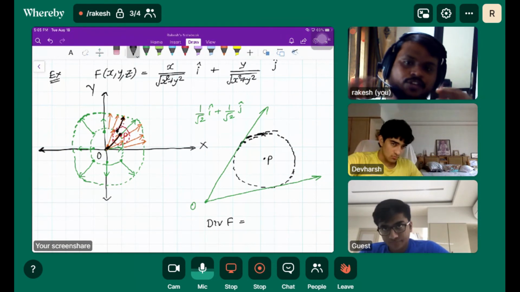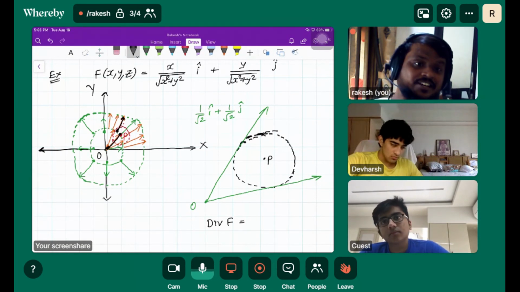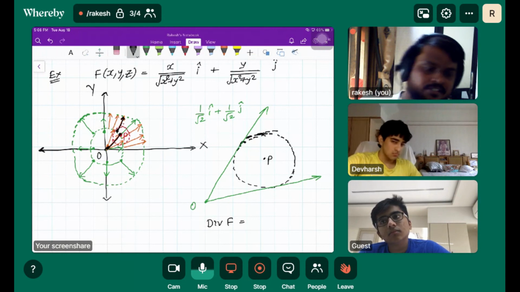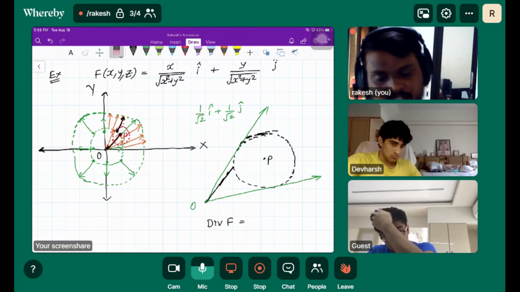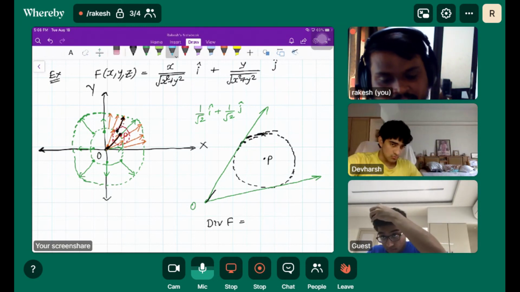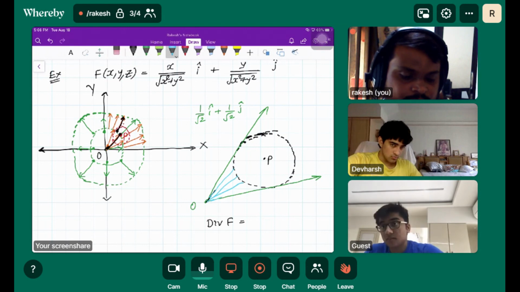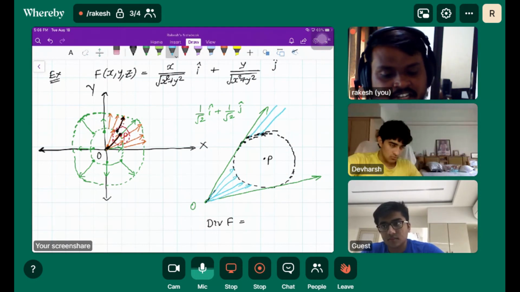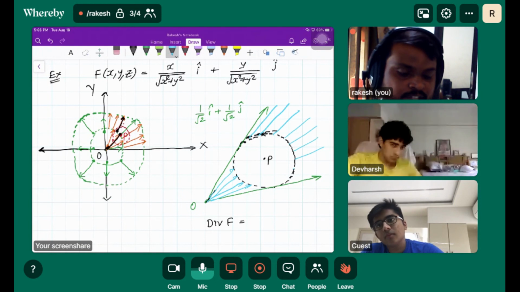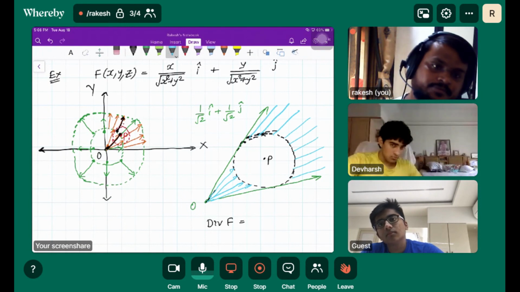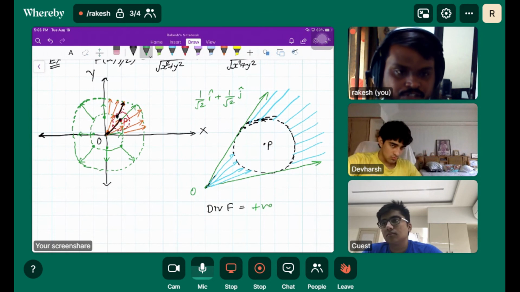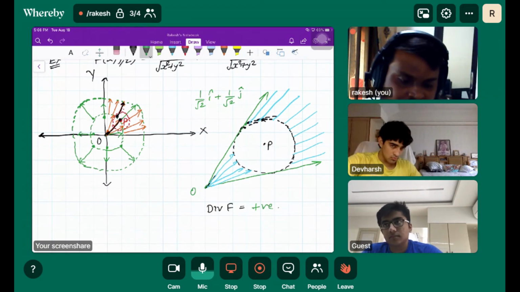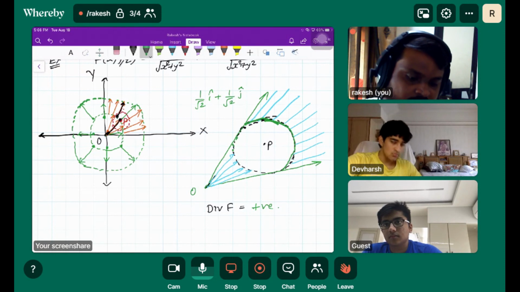Think of the electric field. This is the electric field here, coming out from this point, so it goes like this. So this is the amount of electric field that enters, and how much electric field leaves this neighborhood around point P depends on the area. So the divergence is positive here. That has to be positive. Look at the arc length here. This part is more than this, isn't it?